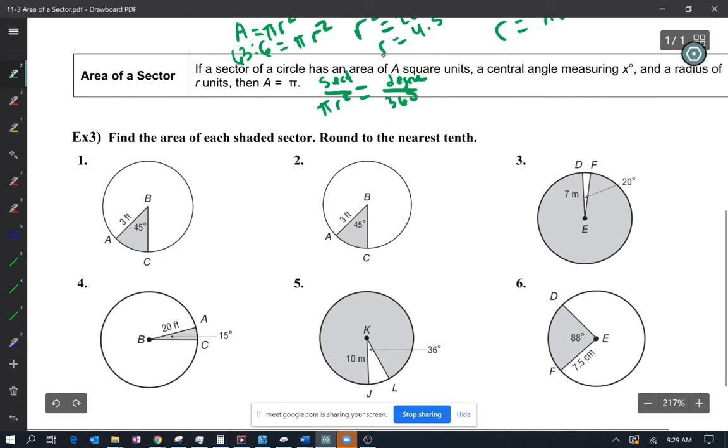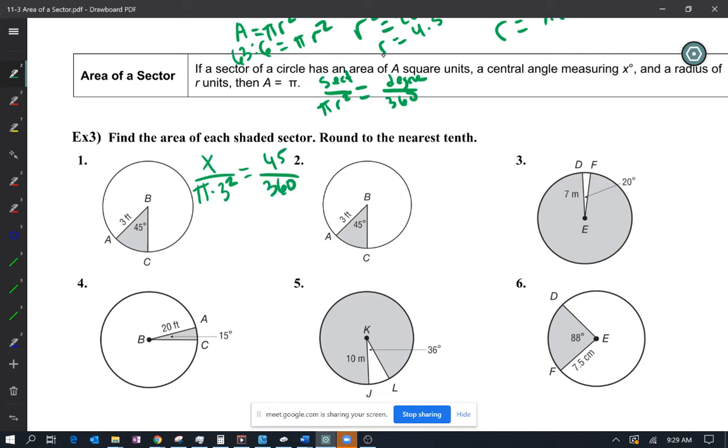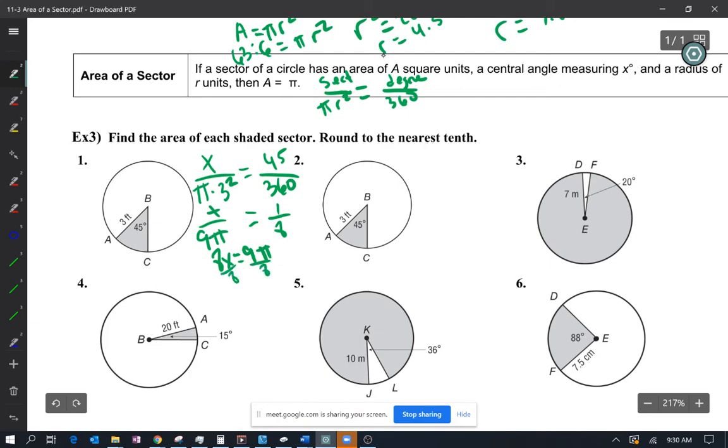All right, so let's fill in the blanks. The sector, we're going to call x. The area of the whole thing, which would be pi times 3 squared, is proportional to degrees, 45 out of 360. 45 over 360 is 1/8, so I would simplify that. So 1/8 is equal to x over 9 pi. So we get 8x equals 9 pi. Divide by 8, we get x equals 9/8 pi.